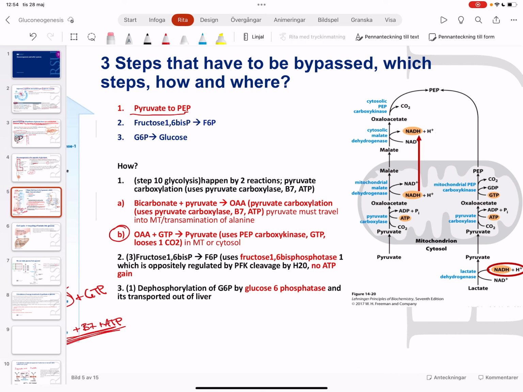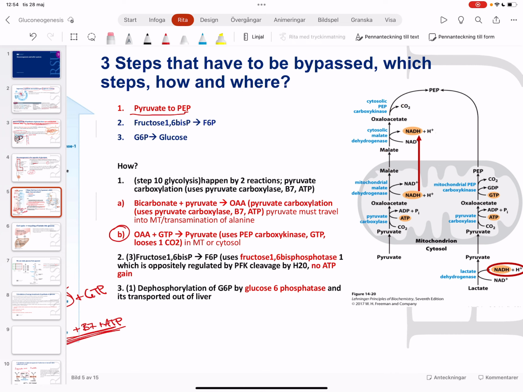And if we start with lactate, we can go to pyruvate, and then pyruvate will be transported in, then oxaloacetate, and then directly we will get PEP. And PEP can actually be transported through transporters out of the cell. Okay.